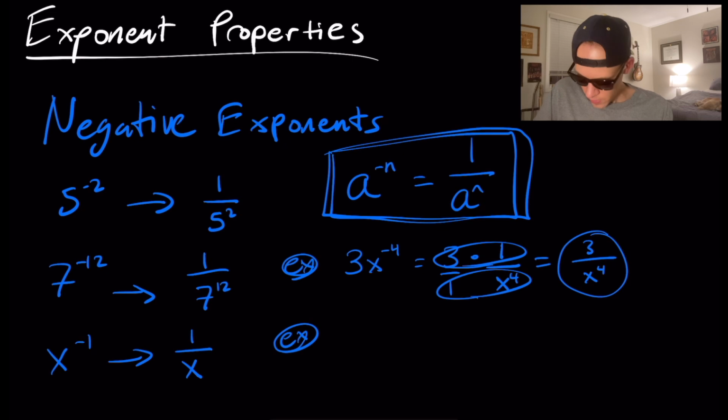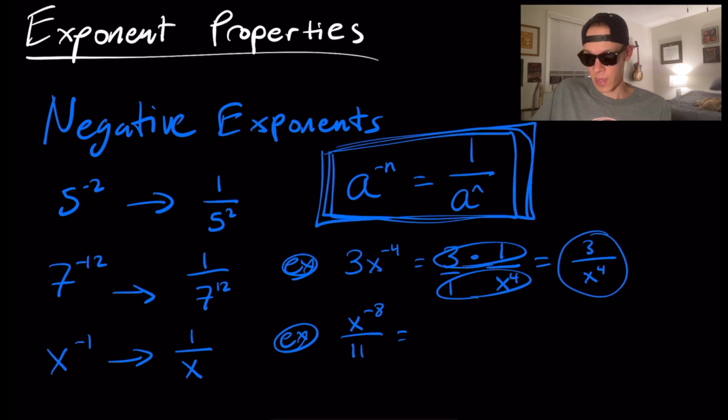If I have, let's say, x to the negative 8th over 11, 11 is fine as a whole number, so I'm not going to rewrite that in any different way, but I will rewrite this numerator, because it's got a negative exponent, using our formula that we had up here. So x to the negative 8th is going to be rewritten as 1 over x to the 8th, all over 11.